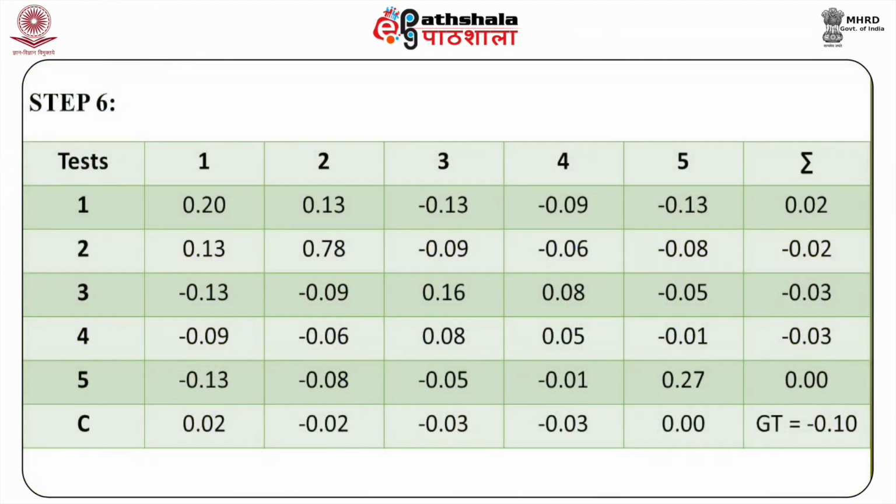Step 6. You add the values column wise and row wise and denote them by the symbols C and summation respectively to calculate the grand total as done in the first step. So the summation of each column and each row is 0.20 plus 0.13 plus minus 0.13 plus minus 0.09 plus minus 0.13, which makes the total 0.02. 0.13 plus 0.78 plus minus 0.09 plus minus 0.06 plus minus 0.08 is equal to minus 0.02.